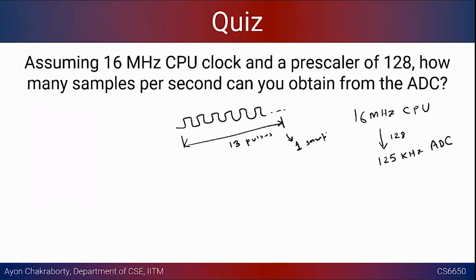So this will be 125 kilohertz, the number of cycles per second, and then it is divided by 13. Whatever it may be, you should get an idea about what the time taken for one sample to be read is. These are important things to have a ballpark idea about.